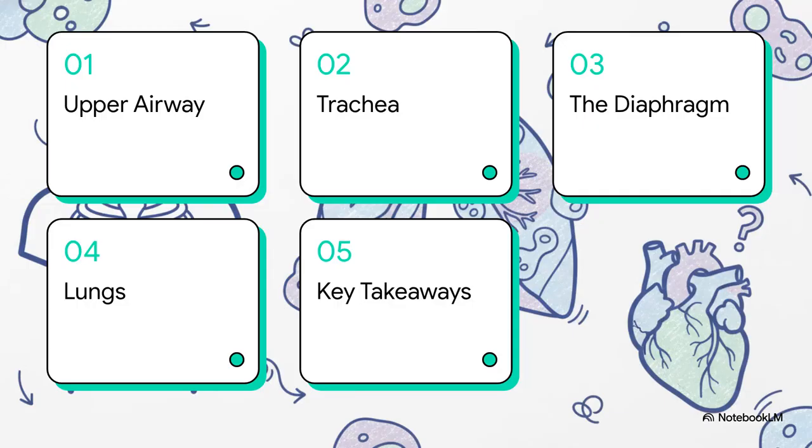Think of our agenda for this explainer as a sort of anatomical itinerary. We'll start at the upper airway, looking at blocked passages, travel down the trachea to check out collapses and crossed wires, look at the diaphragm going out of bounds, and finally reach the lungs to see what happens when they're missing or underdeveloped before wrapping up with our key takeaways.